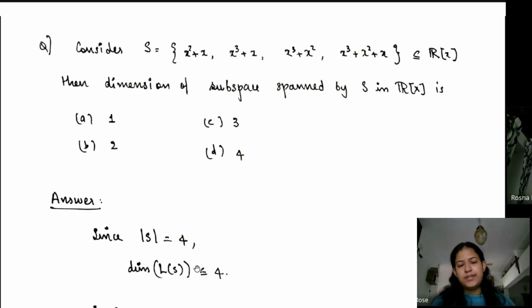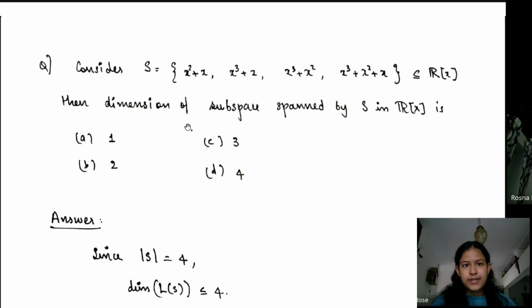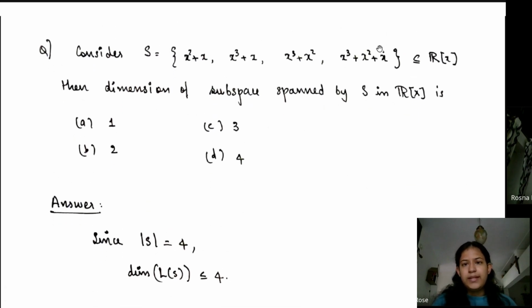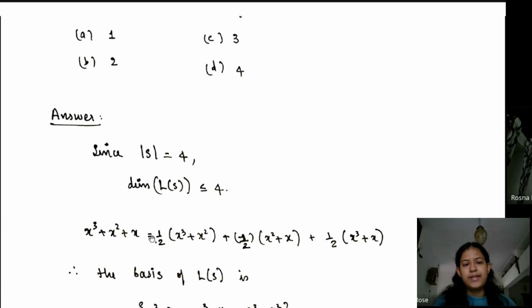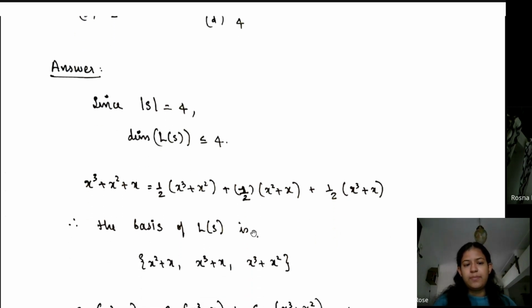Then the dimension of this vector space spanned by S is at most 4 because we have at most 4 elements in S. But I'm not saying that that is the basis of our set, so we have to check whether it is linearly independent or not. So for that, here we can write x cube plus x square plus x as a linear combination of the remaining ones in this way. x cube plus x square plus x equals half of these elements. So the basis of our space L of S is nothing but this set.